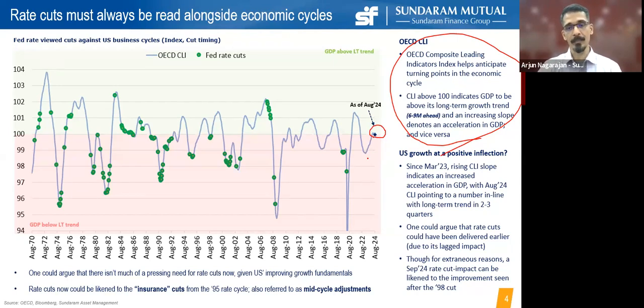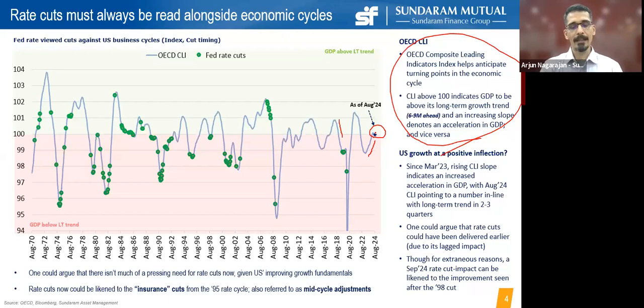Second, if you see the line of the OECD CLI trending upwards, which means the month-on-month change is positive, an upward trending slope of the OECD CLI indicates that economic activity is getting better and better. By the converse, if the economic activity is getting worse and worse, the slope will start moving lower. Now, the third and the most important part is that the OECD CLI is an indicator that tells you where the economy would probably be 6 to 9 months down the line. So it is very useful in identifying turning points in the economic cycle.